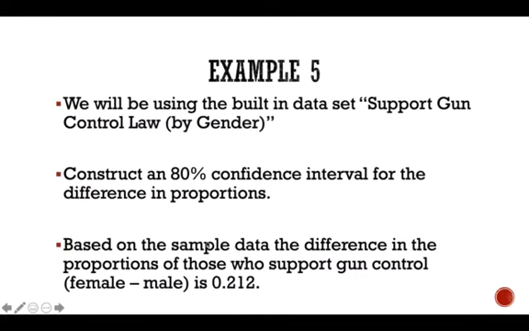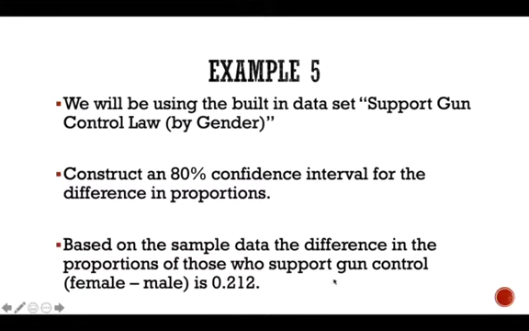How do I know it's a proportion? It's all based on the context of the question. Let's look at our example. We're going to use, again, the built-in data set here. This is support for new gun control laws based on your gender. What proportion of men support this? What proportion of women support this? And just to switch things up, let's make an 80% confidence interval. So I have a lower level of confidence here than we typically are working with.